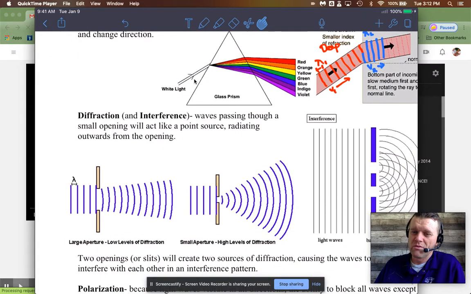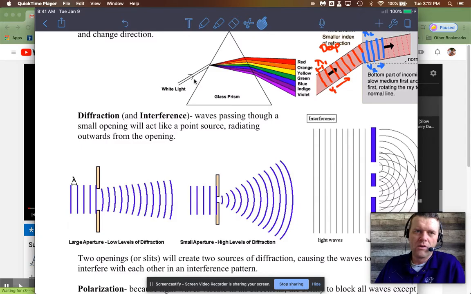Diffraction is another really cool property, and all you need to know about diffraction is that waves will radiate outwards from a narrow opening, or they will kind of wrap or bend around an obstacle. This is showing just the narrow opening.